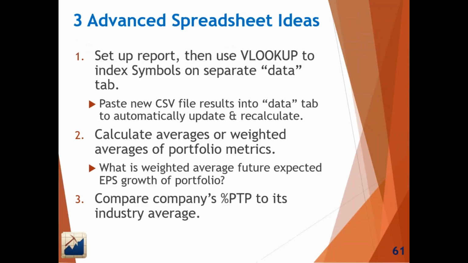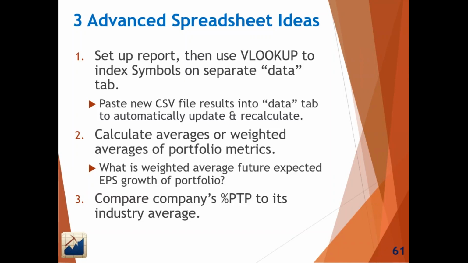And that would, again, help you to know which of these companies you want to bring over into your stock selection guide. Now, here are 3 advanced spreadsheet ideas. If you're using Excel, you can set up a report that you like to see and then use the VLOOKUP function to index the symbols on a separate data tab. So you'd have that CSV file that you'd update each week with a lot of data on it. You'd copy and paste that into your data tab, and then your good-looking report would be constantly updated, referencing the ticker symbols to give you up-to-date information. Again, these are very advanced ideas.